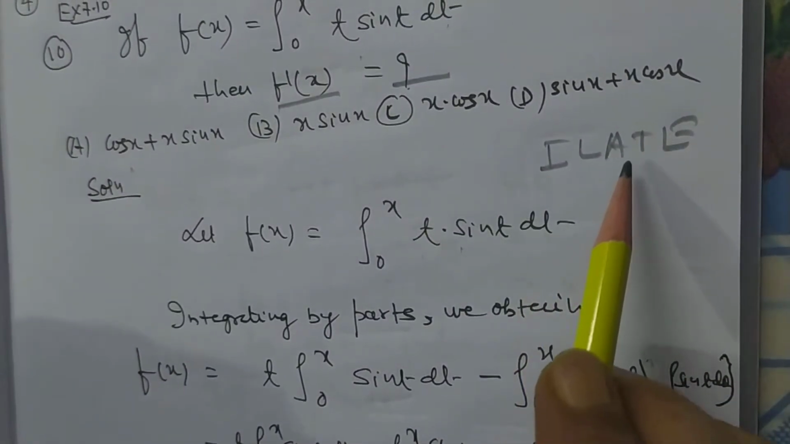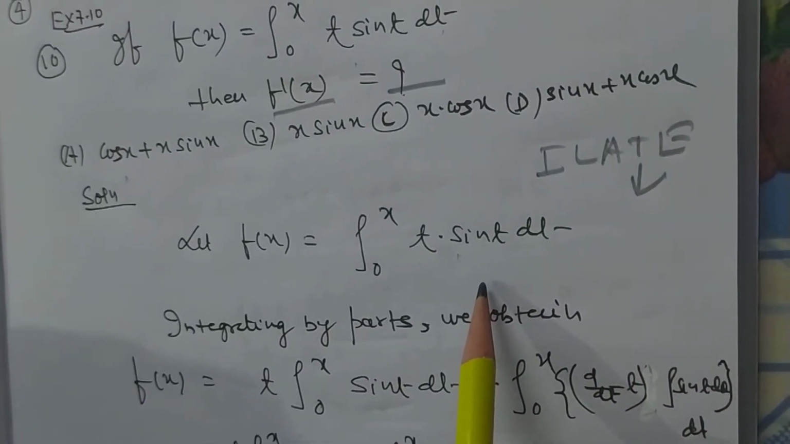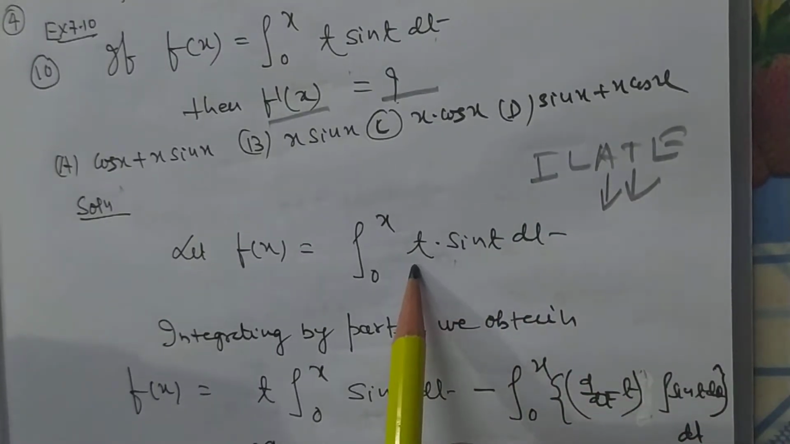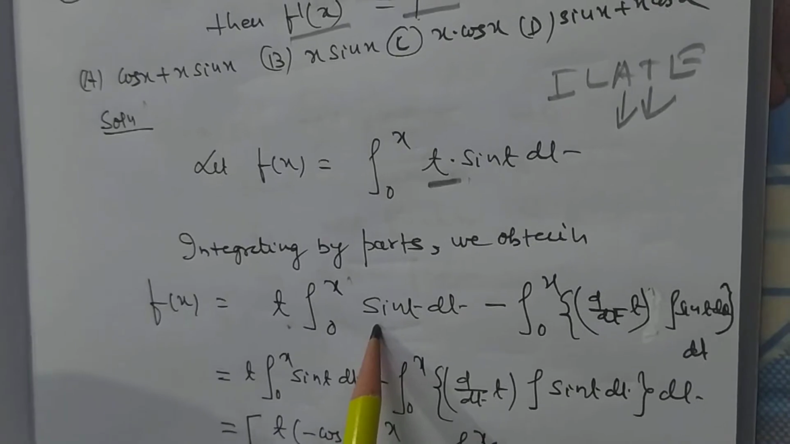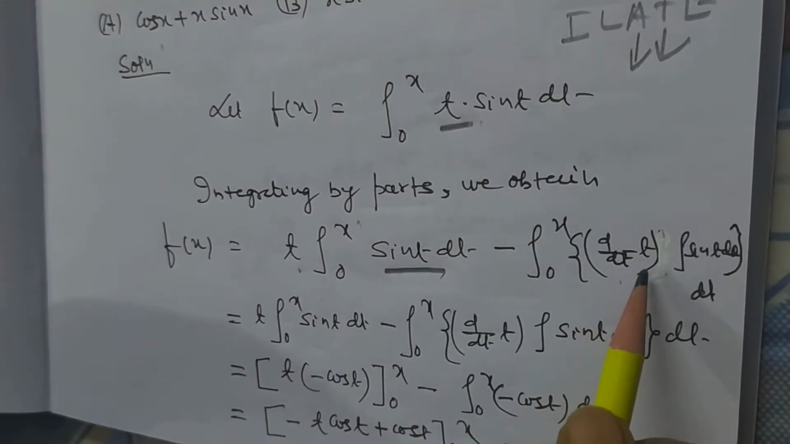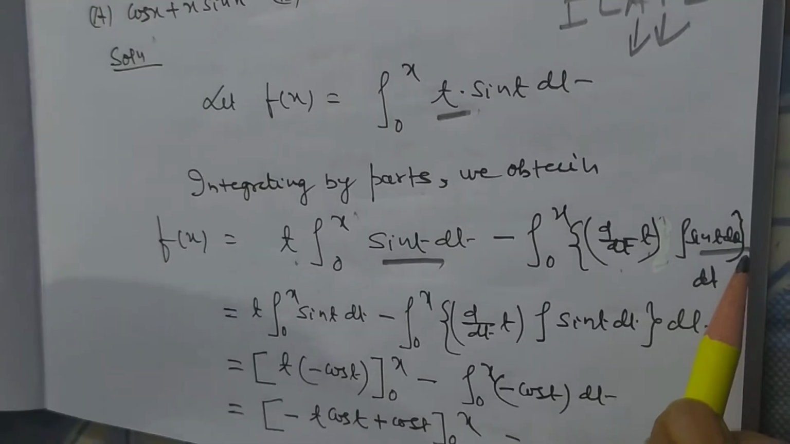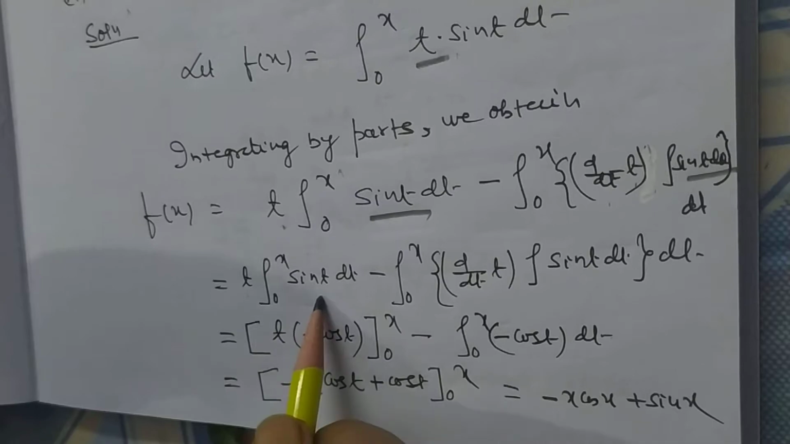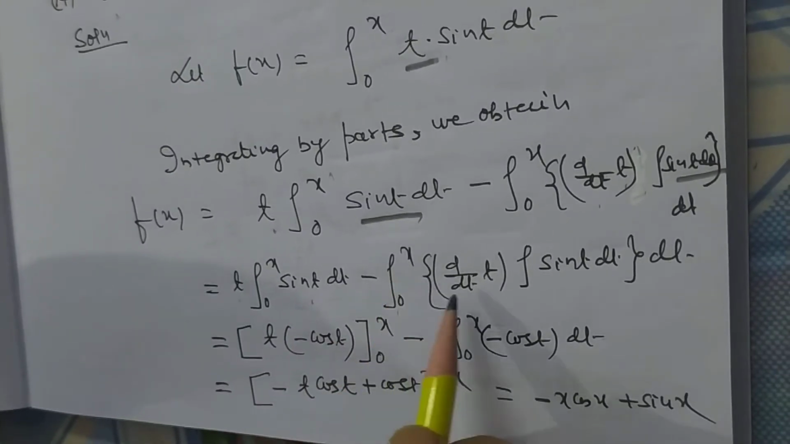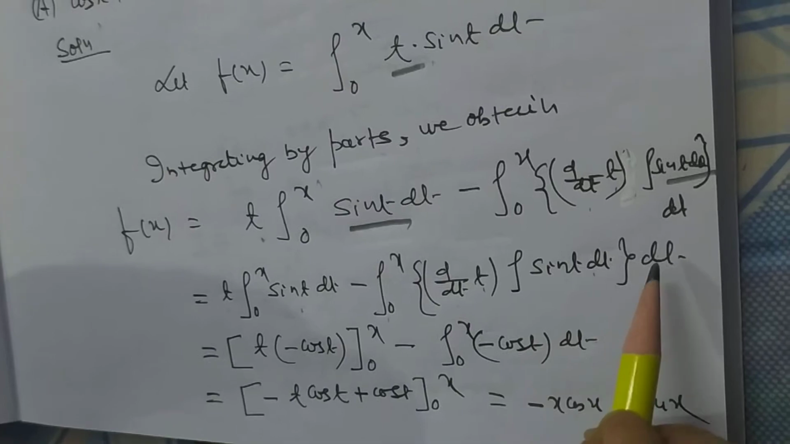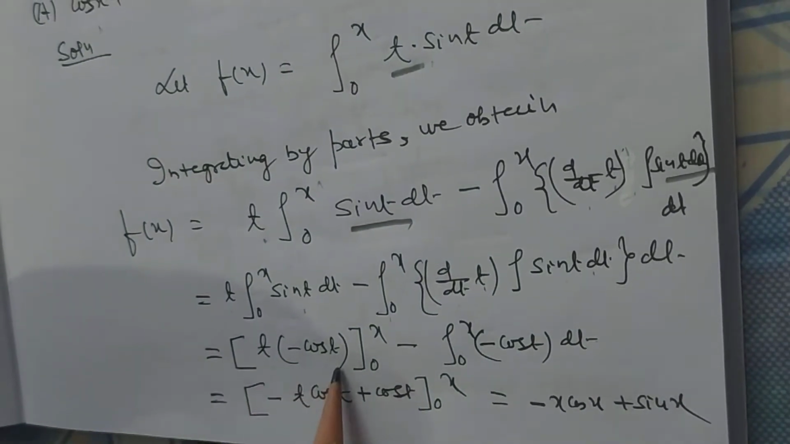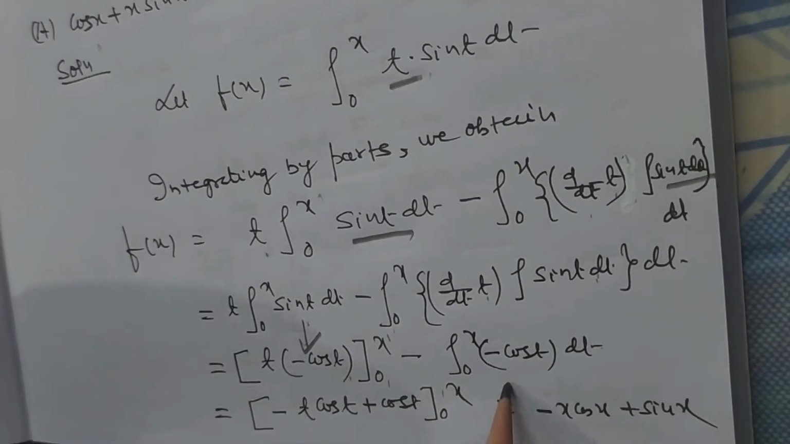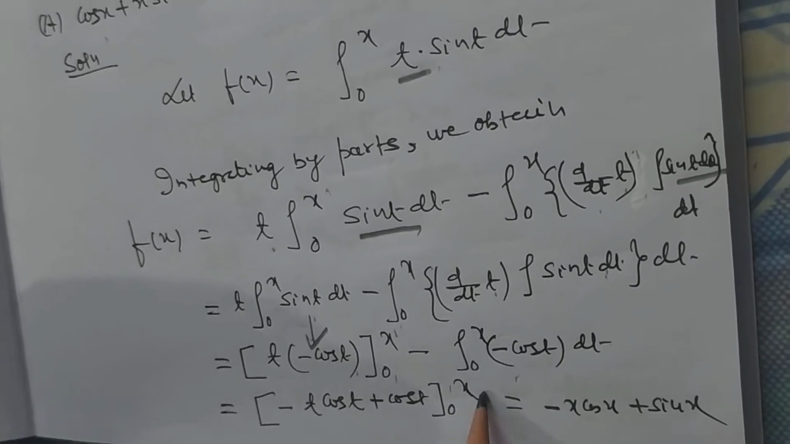Here sin t is a trigonometrical function and t is an algebraic function. The first function is algebraic, that is t. The first function into integration of the second function, minus d by dt of t, integration of sin t dt. So, my dear student, it is t times integral of sin t dt from 0 to x, minus the integration of d by dt of t, integration of sin t dt. T times minus cos t, 0 to x, and integration of sin t is also minus cos t, 0 to x.